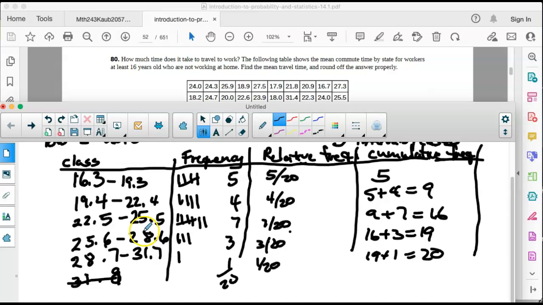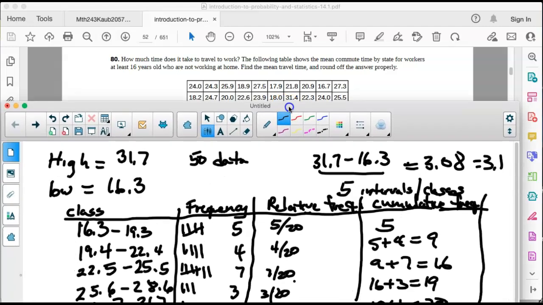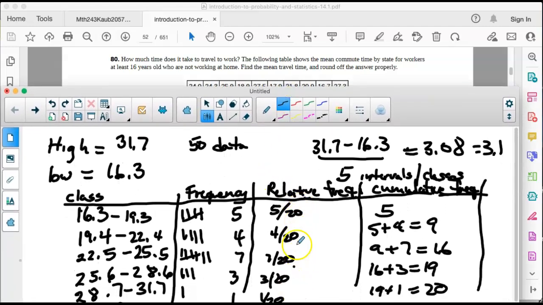Okay, so that's generally what happens in a frequency table from raw data. And you can answer questions about it then. You can find probabilities based upon that.